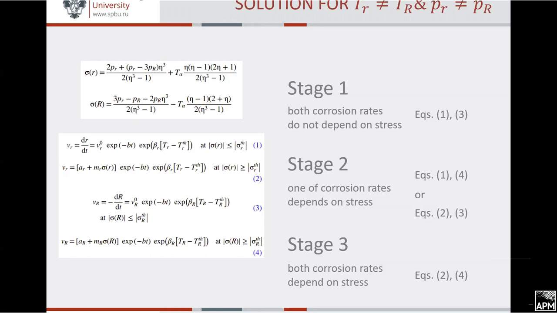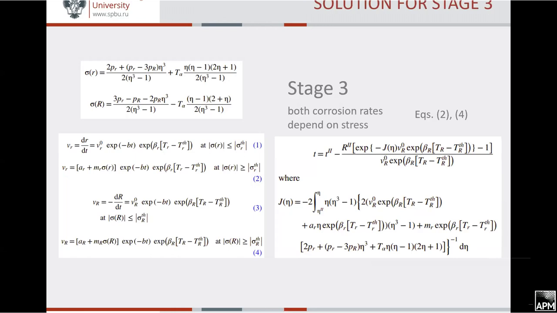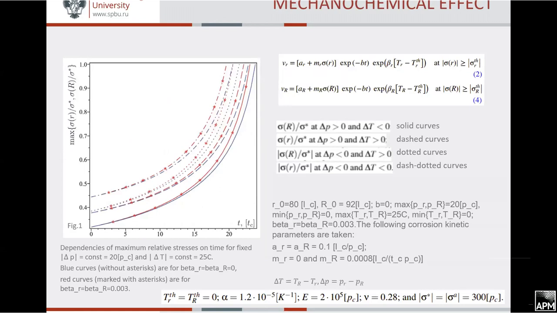And finally, when both stresses reach the corresponding threshold, we have the third stage, when both corrosion rates are accelerated by stress. And this is the most interesting and difficult situation. And I can show the solution for this situation which we obtained. For all those stages, we reduced the problem to an ordinary differential equation and obtained the solution. Let's proceed with some calculation results.